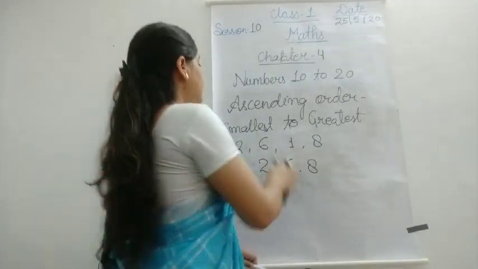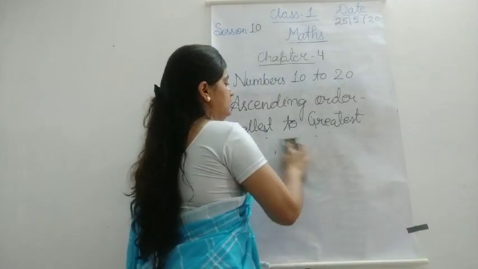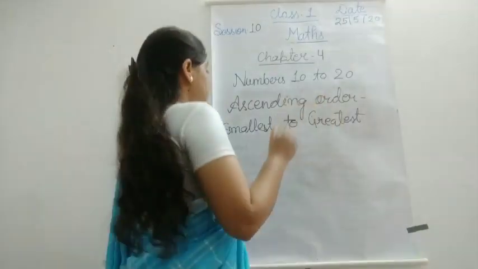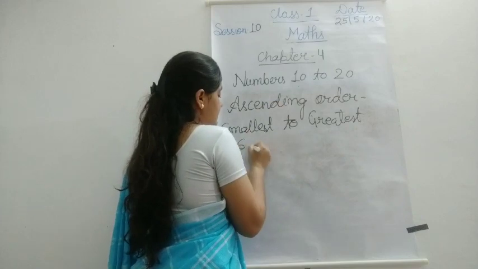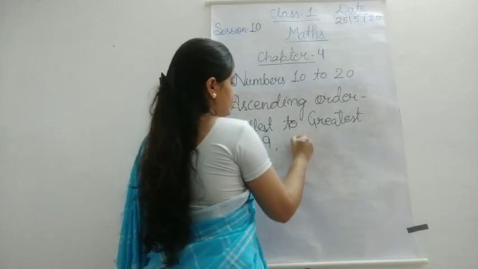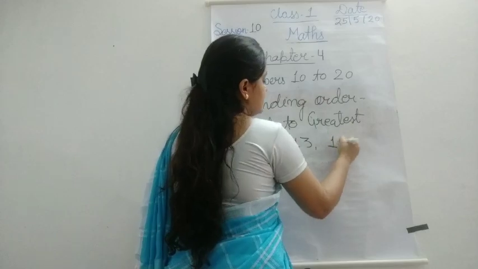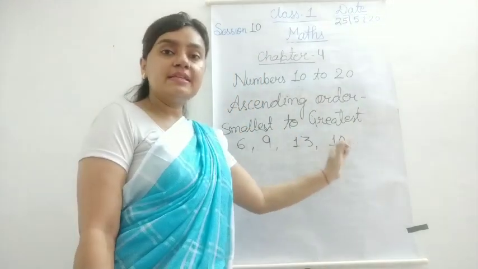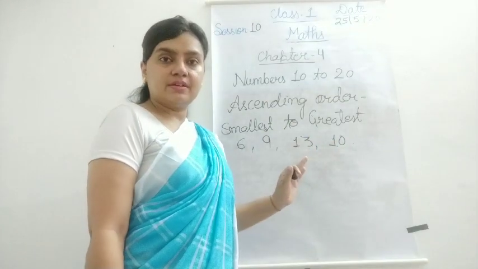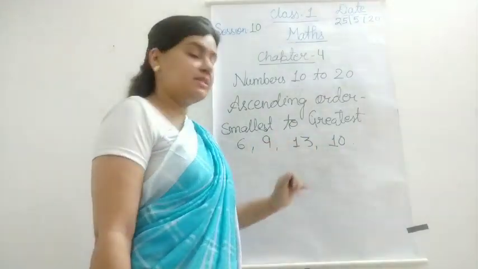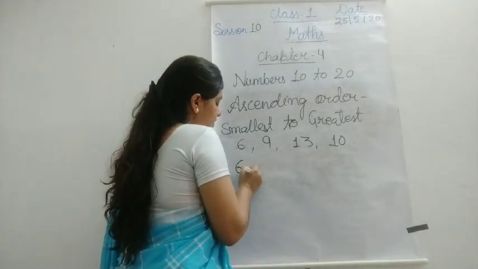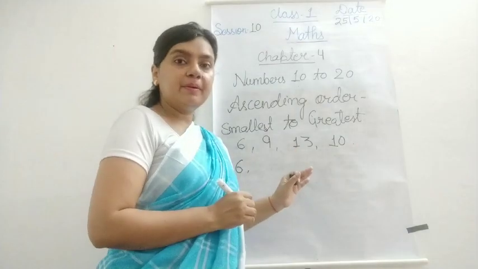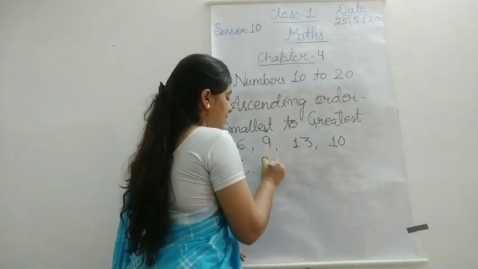Let's take an example of another numbers: 6, 9, 13 and 10. These are the numbers 6, 9, 13 and 10. Which one is the smallest here? Here 6 is the smallest. After 6, which number will come here? Here 9 will come. Okay.